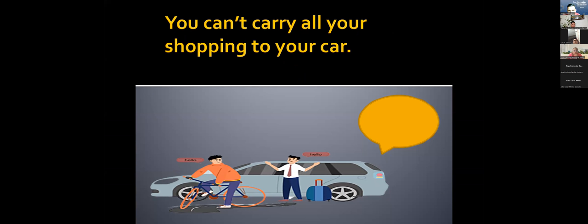Okay, you can carry all your shopping to your car. To make an indirect question, and you have to find the car, maybe? Or what is the situation? The problem is that you can carry all your shopping to your car. Ah, yeah, I got it. Could you help me to carry something? Okay, excellent. Can you help me to carry my shopping to my car? Good.